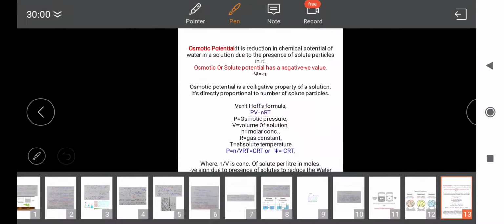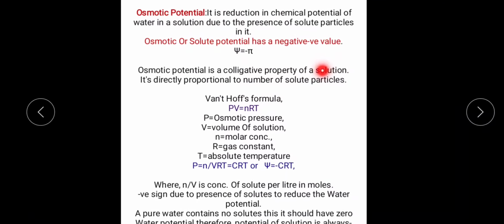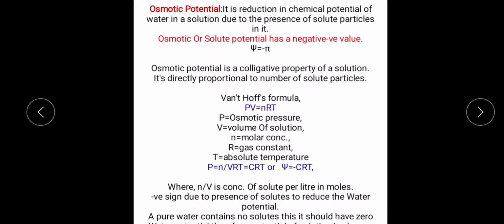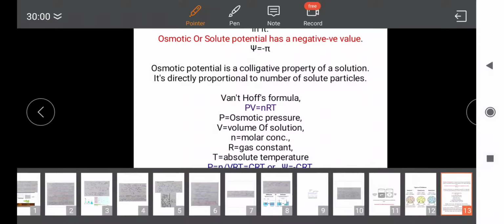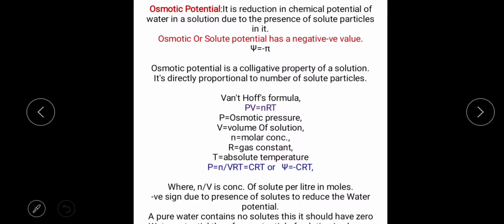Next is the osmotic potential. We covered the term osmotic pressure, but now there is also the term osmotic potential. Osmotic potential is basically the reduction in the chemical potential of water in a solution due to the presence of solute particles. We covered the term osmotic pressure.